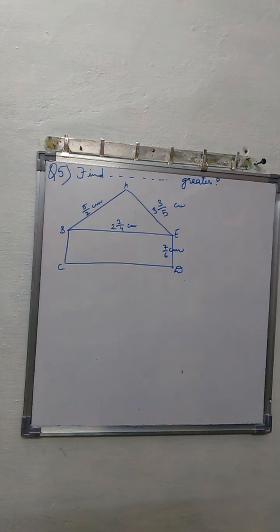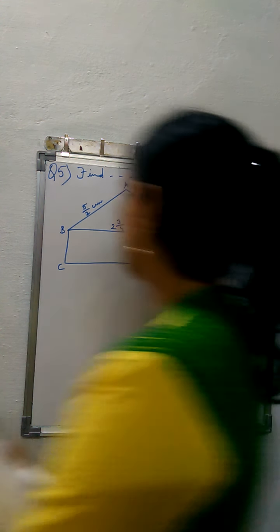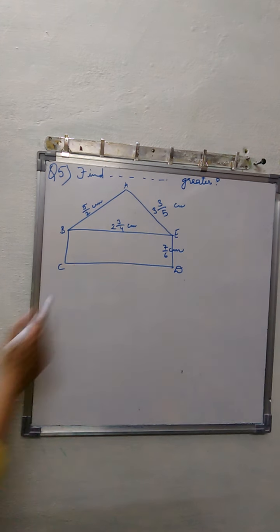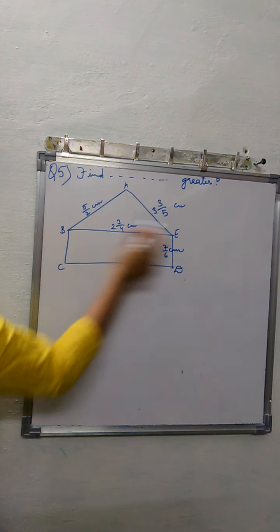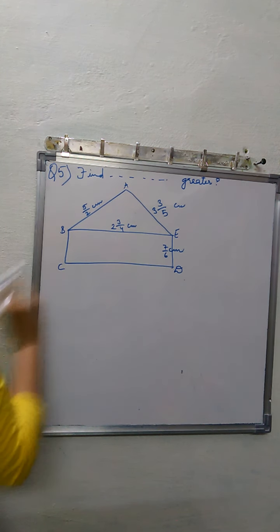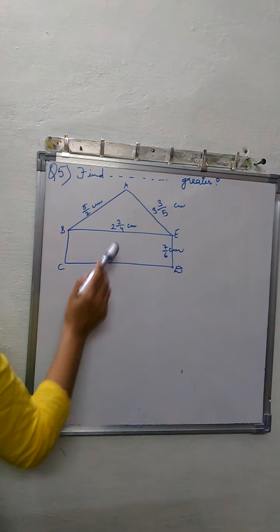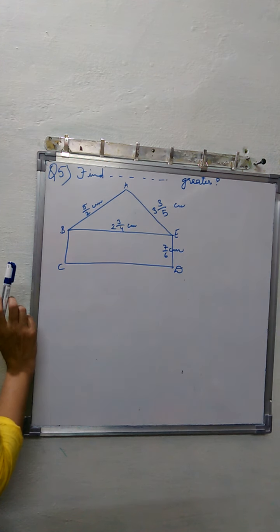Starting with question number 5. This is the diagram given in question number 5. This diagram is made up of two figures. This is a triangle and this is a rectangle. The sides of the triangle are given and the length and breadth of the rectangle is given.